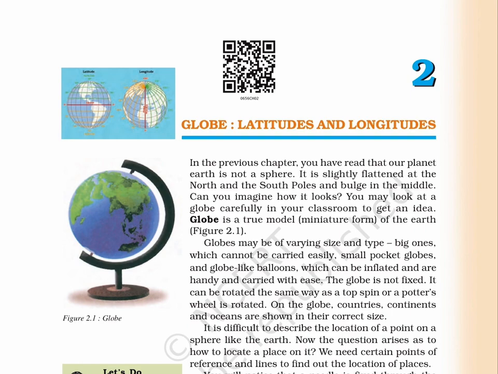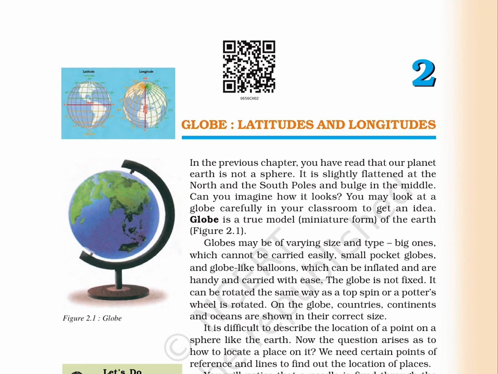In the previous chapter, you have read that our planet Earth is not a sphere. It is slightly flattened at the north and the south poles and bulged in the middle. Can you imagine how it looks? You may look at a globe carefully in your classroom to get an idea. Globe is a true model, that is, miniature form of the Earth, as shown in Figure 2.1. Figure 2.1 shows a globe.